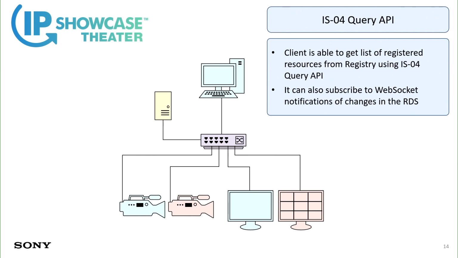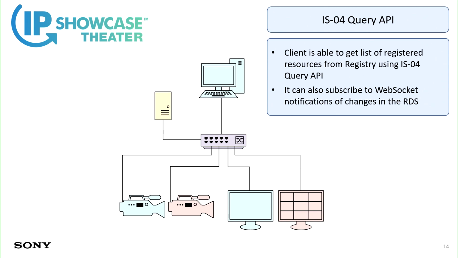So now moving on to the IS-04 query API. This time, this is used by the client, so the broadcast controller or the routing panel or whatever. And the purpose here is that it can get a list of all the registered resources from the registry, so it could then populate its user interface with those senders and receivers that are available on the network. So it does that using the IS-04 query API.